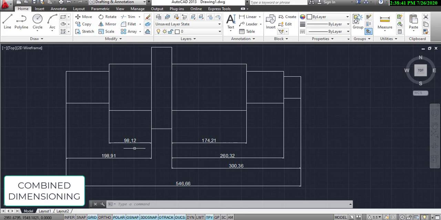As you can see, this dimensioning here and this one here, also this one and this one here, they are placed in a chain method. But again, all these ones here, from this one to this one to this one and this one, they are placed in the parallel method. So that is how you combine two methods, the parallel and the chain dimensioning, to get a combined method of dimensioning.